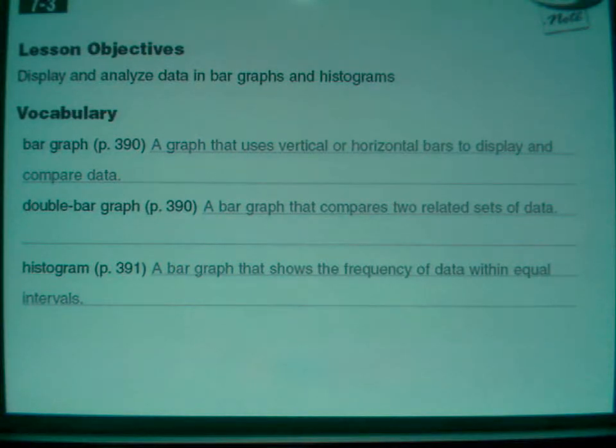Again, a bar graph is a graph that uses vertical or horizontal bars to display and compare data. A double bar graph compares two related sets of data. And a histogram shows the frequency of data within equal intervals.